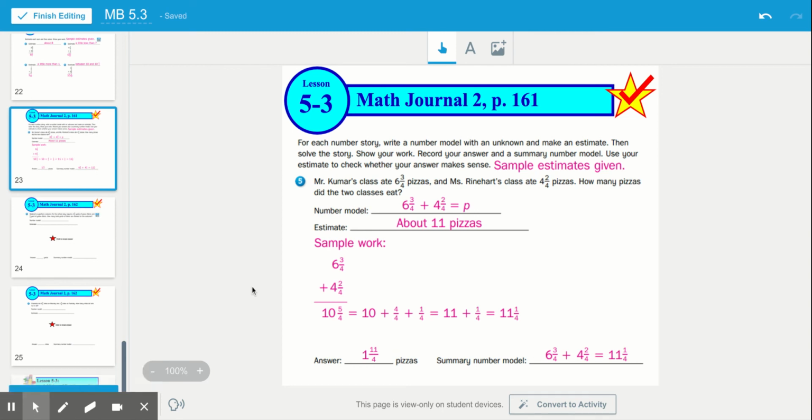Number 5, our number model should have been 6 3/4 plus 4 2/4 equals P. We put P for pizza. The estimate is about 11 pizzas because when I take a look at that, I can see 6 plus 4 is 10. And then I see that 3/4 and 2/4, both of those are a half or more. That gives me around 11 pizzas. You can see my sample work here. We got 10 5/4. So we took 4/4 out of 5/4. So we've got 10 plus 4/4 plus 1/4. That equals 11 plus 1/4, which equals 11 1/4.